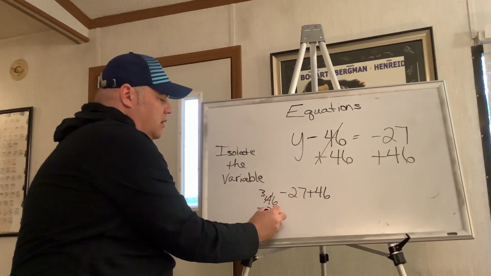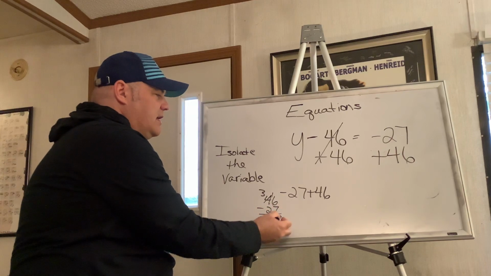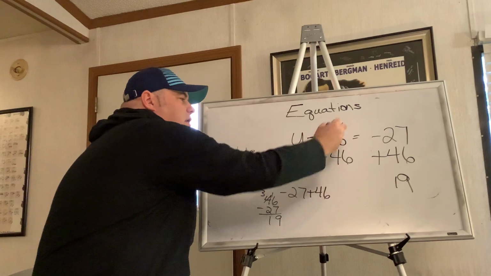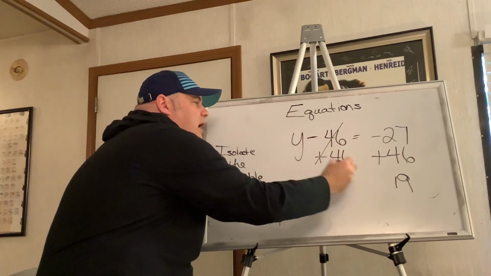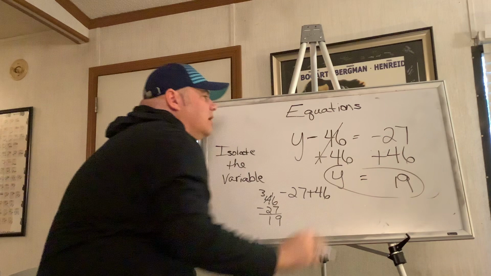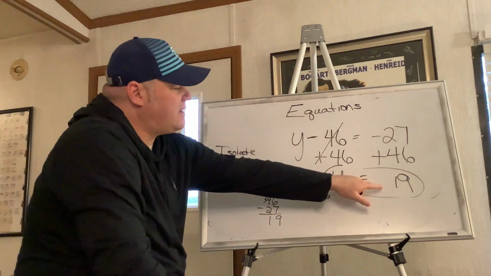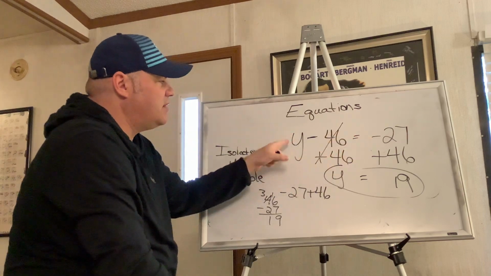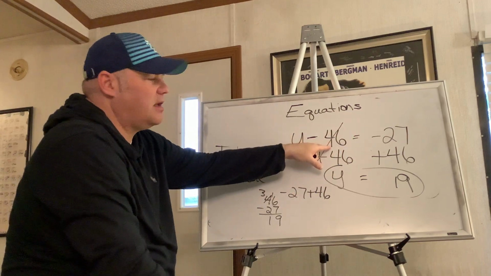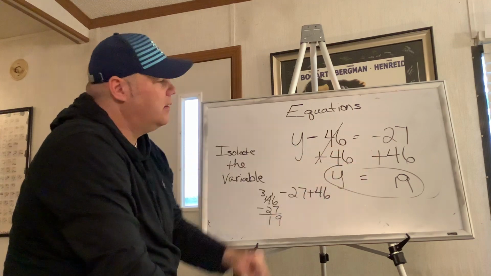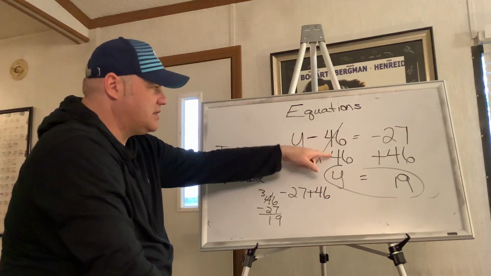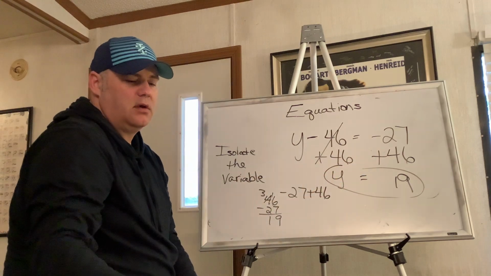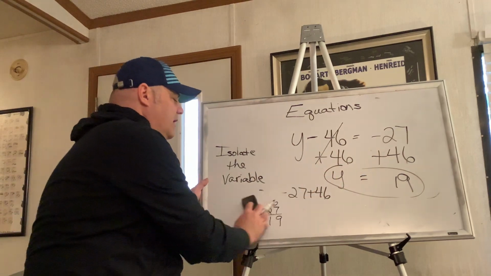Okay. And get 19. The bigger one's positive, so this is a positive 19. And remember, you cross these out, so all you're left with over here is y, and y equals 19. So in that case, what that means is 19 minus 46 equals -27. If you had $19 in the bank and you wrote a $46 check, you'd be 27 in the hole. That's where you just add 46, you add 46, and that's going to give you your answer over there.